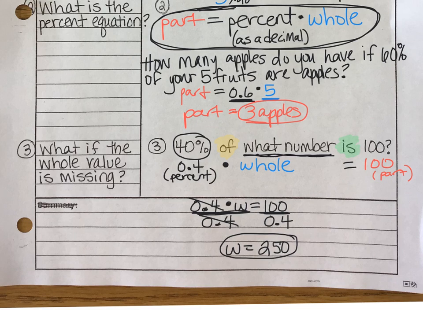So the whole amount in this equation was 250. And what the problem now says, going up here, is 40% of 250 is 100. So the percent times the whole equals the part.